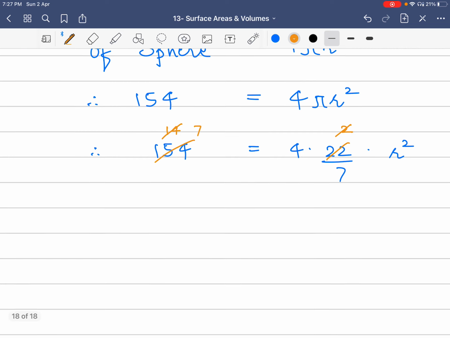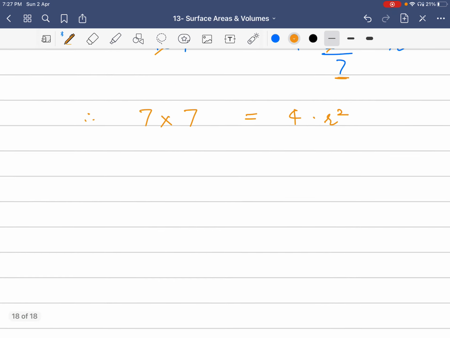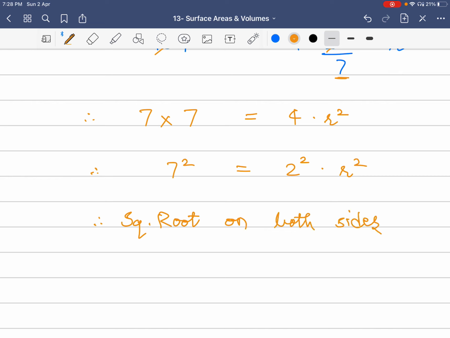Now let's try to rearrange. Therefore we have 7 here multiplied by this 7. 49 is equal to 4 into r square. This is our current scenario of the equation. So therefore we basically get 7 square is equal to 2 square into r square. I'm purposefully mentioning all the values in terms of square, because now we have to take the square root on both sides of the equation.